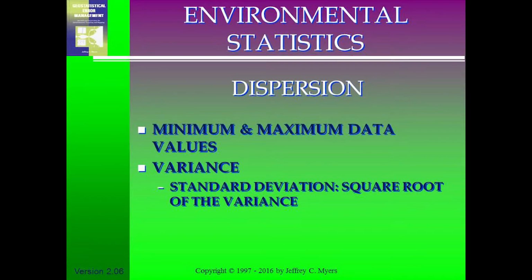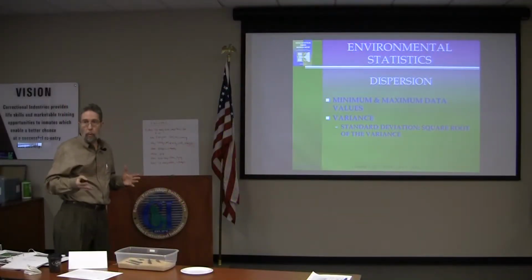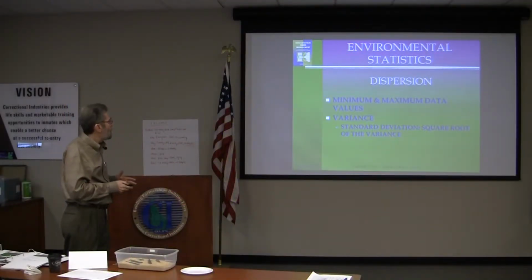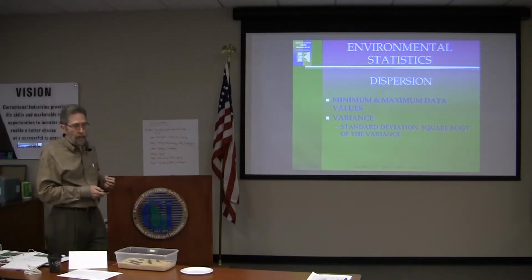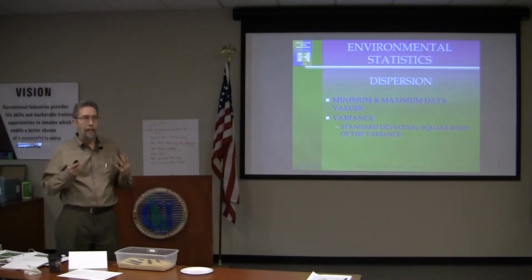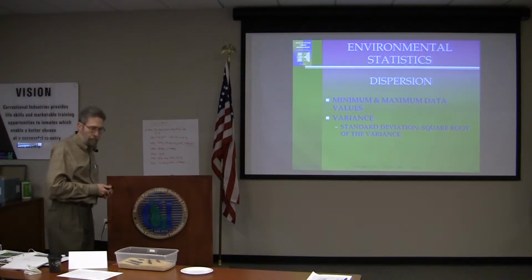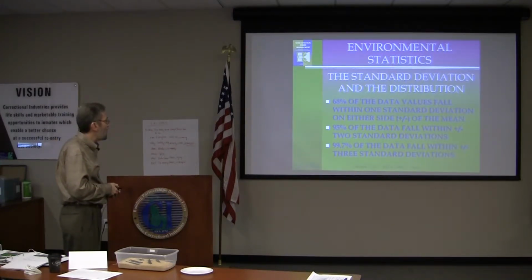Dispersion, what's your min and maximum value? That can give you an idea of what problem you're working with. We'll talk a little bit about that in the next module. Variance, how much variability is there? Variance is calculated as a square. You take the square root, then you get the standard deviation. And I won't bore you with how you calculate those.